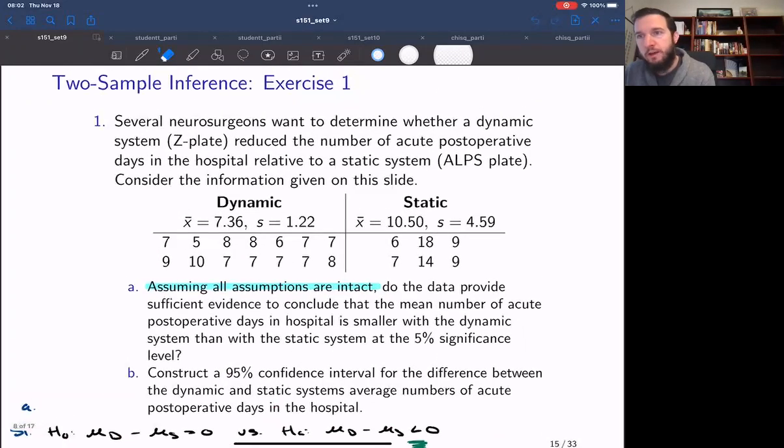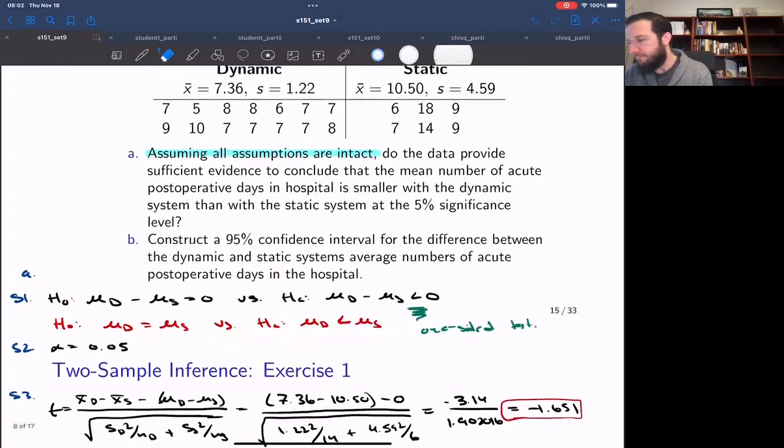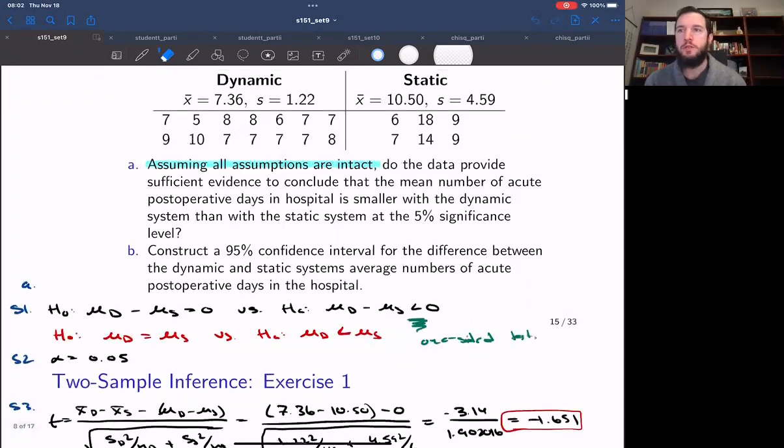In the exercise that we left off on, exercise number 1, we have two populations, which are the dynamic population and the static population. In the dynamic population, we have the number of days that patients spent in hospital post-surgery when subscribed to this particular type of system, so this dynamic or Z-plate system. The other population is the static system. So we're measuring the same thing, which is the number of days patients spent in hospital post-surgery, but they were subscribed to this static system.